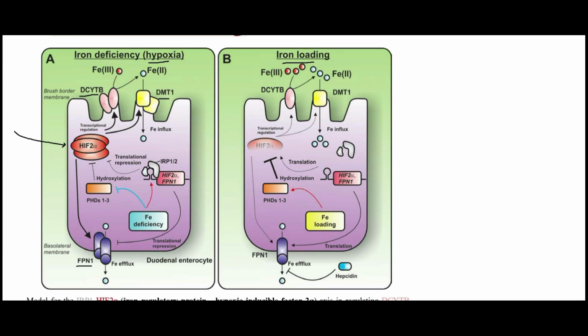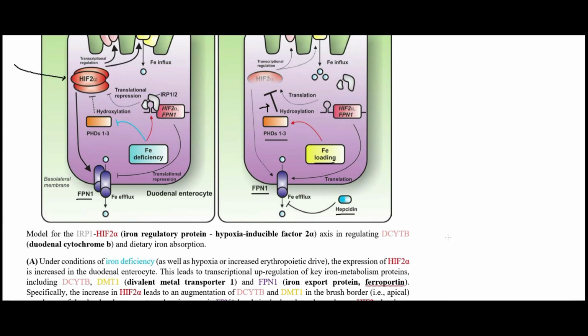And so then we have, I think it was, these PHD 1 through 3 here, and these sense if we have too much iron, so if we have iron loading. And so we see that that inhibits the HIF2 alpha here, which reduces the amount of the duodenal cytochrome B, the DMT1 and the FPN1 here. And so we'll actually look at this hepcidin here also in a little bit.